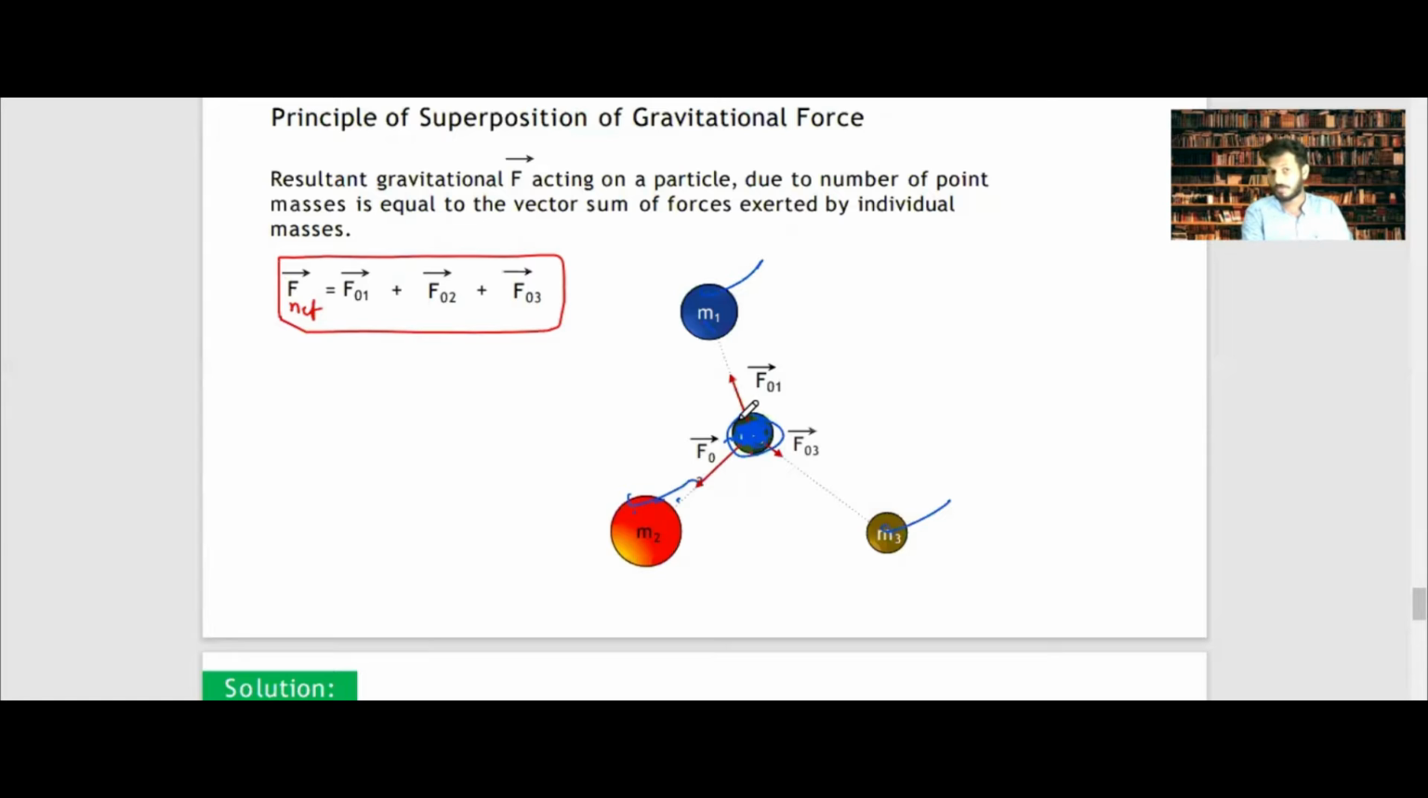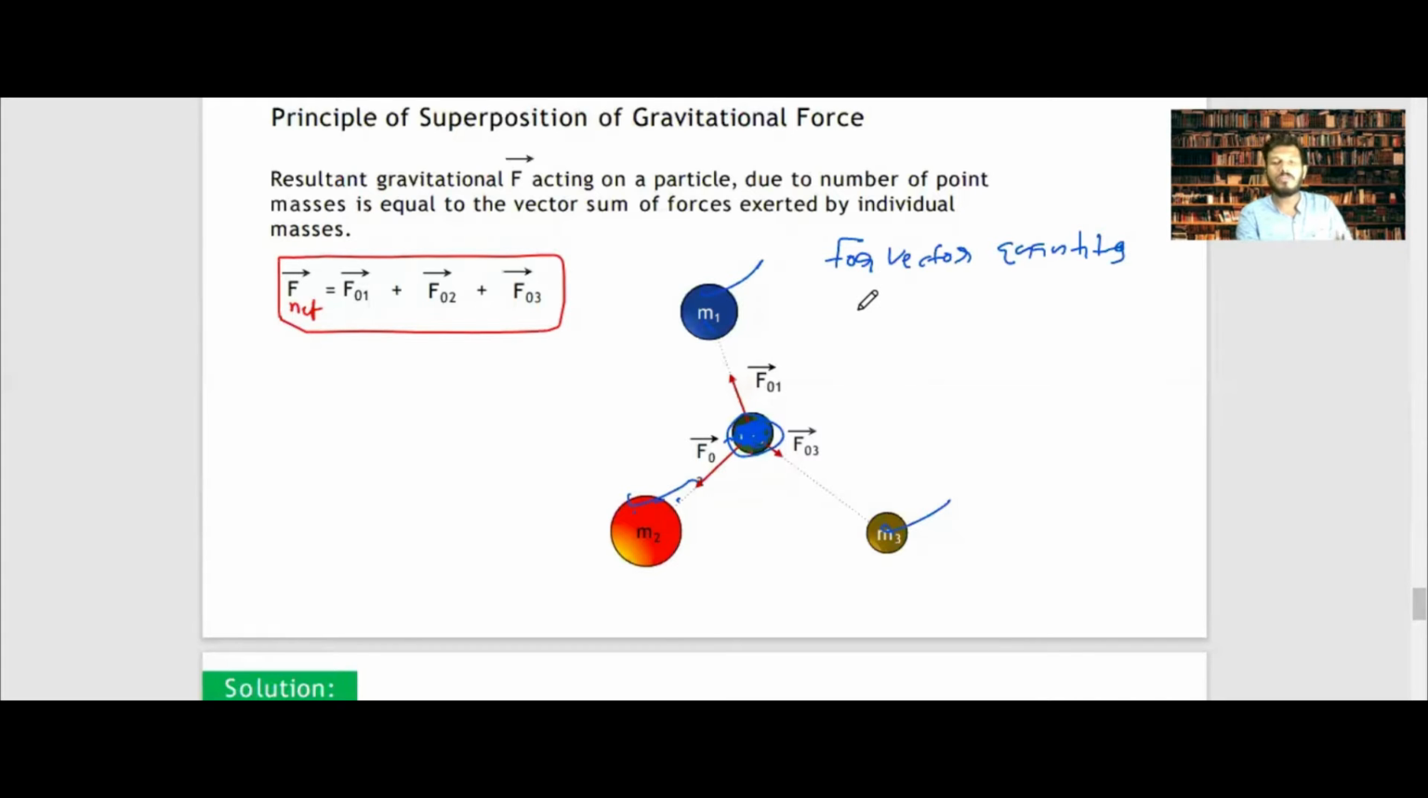That means there are different forces on M0. We all know that vector quantities must be added with the help of the law of vector addition. It is not just a simple sum.